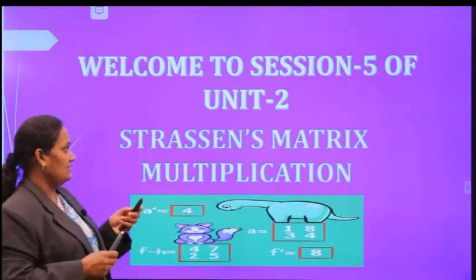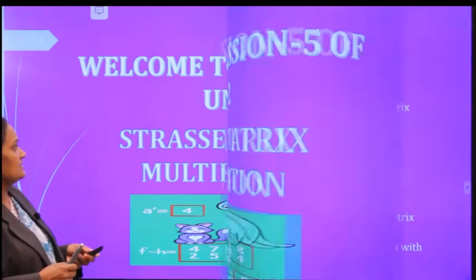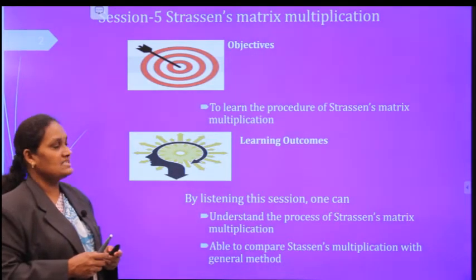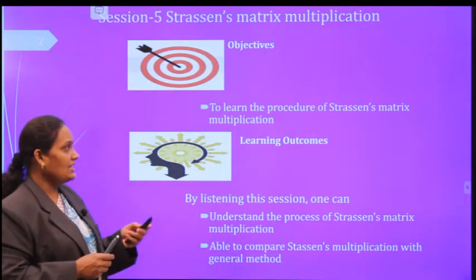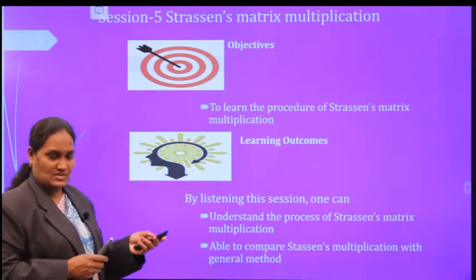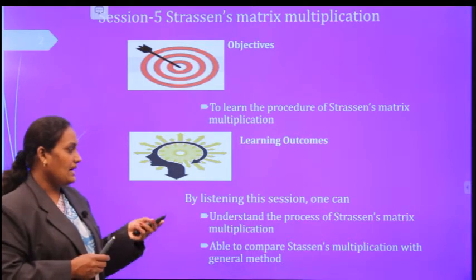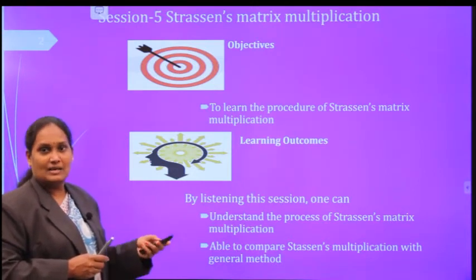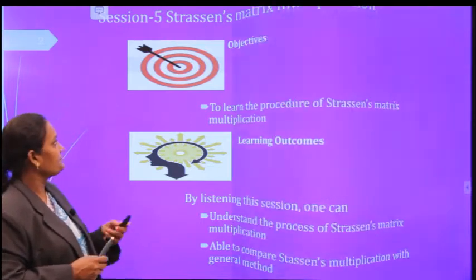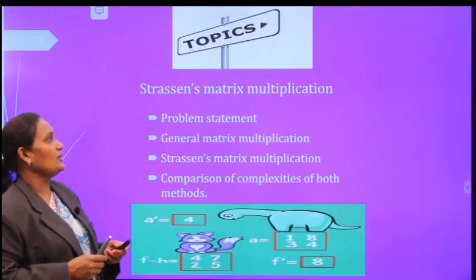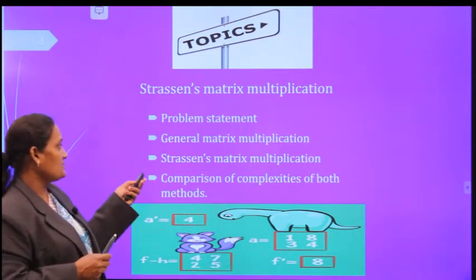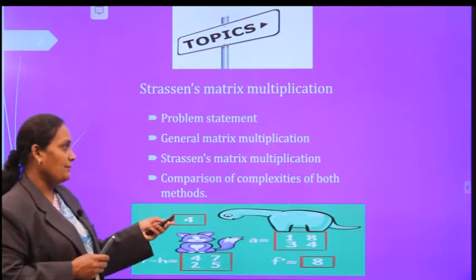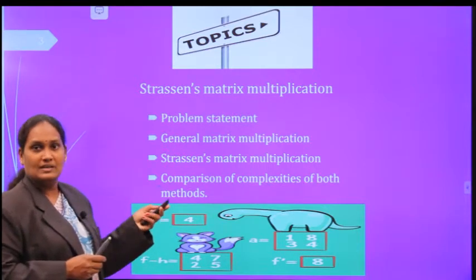Let us see the objectives of this session. The main objective of this session is to learn the procedure of Strassen's matrix multiplication. The learning outcomes are to understand the process of Strassen's matrix multiplication and to be able to compare Strassen's multiplication with the general matrix multiplication method. The concepts that we are going to discuss in this session are the problem statement, general matrix multiplication, Strassen's matrix multiplication and comparison of complexities of both methods.